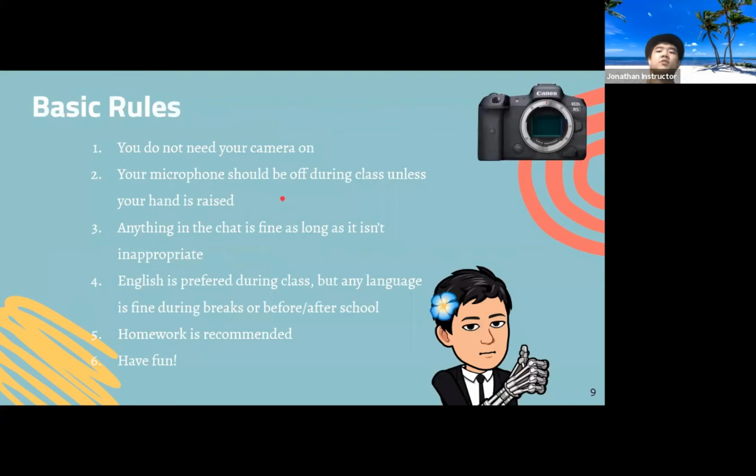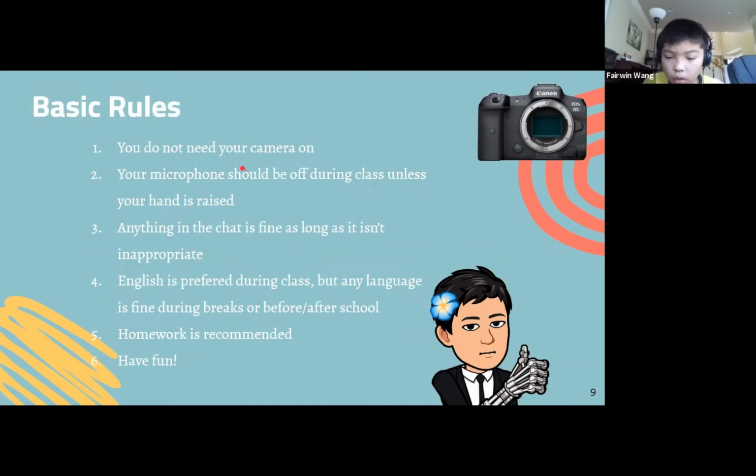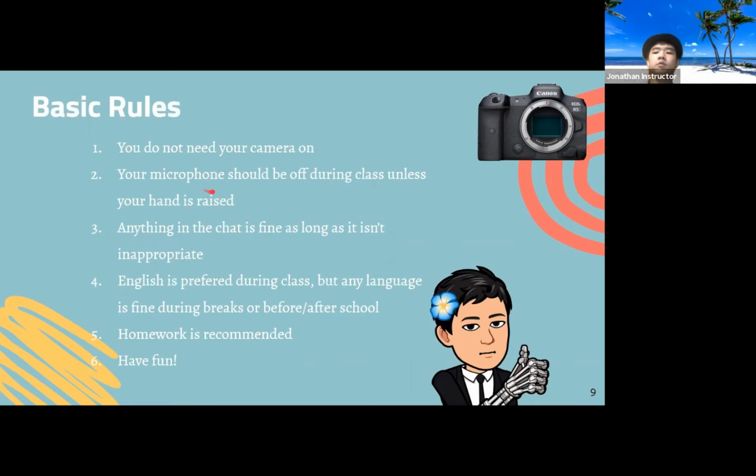All right, so now onto the basic rules. If you're uncomfortable with your camera, you don't really need to have it on. I really do not prefer one way or the other. You can have your camera on as long as it's not distracting. Your microphone, please make sure right now that your microphone is off unless your hand is raised and I'll call on you. But right now, everyone's mic should be off because it disrupts the class. And when I'm talking, I prefer no one else to talk.